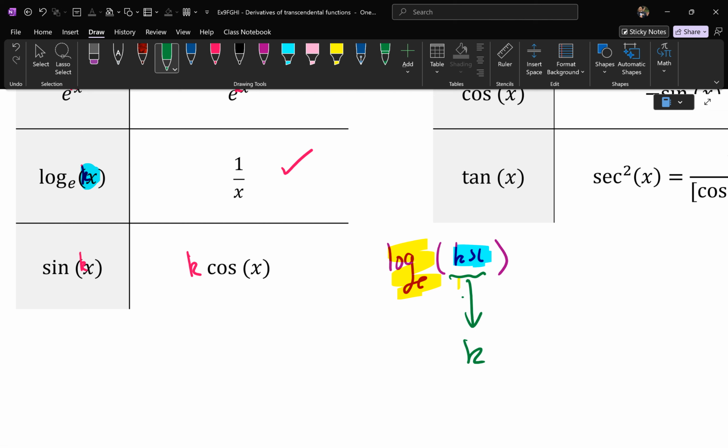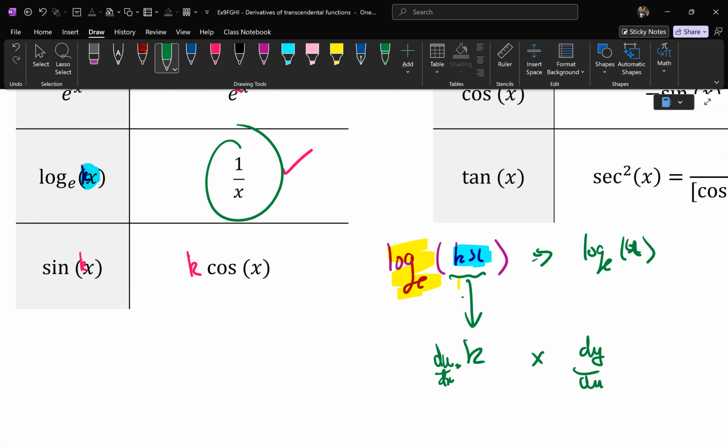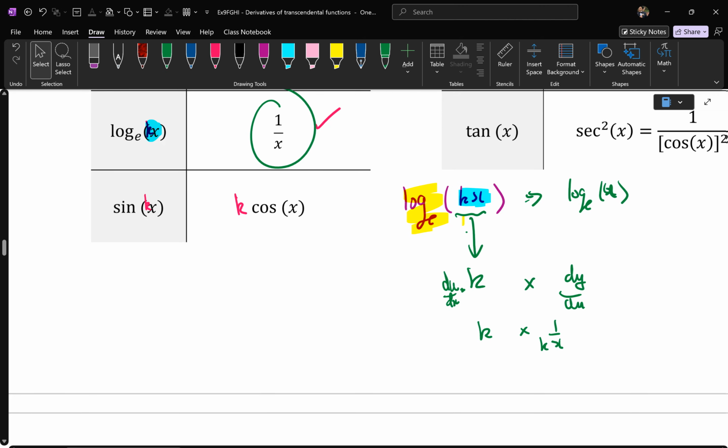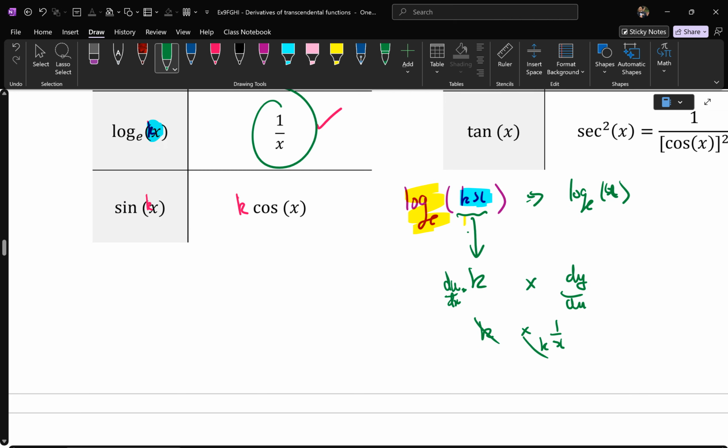Then we would say du/dx times dy/du. So you would have k, this is your du/dx, which equals k. You multiply by dy/du, which basically means, what if it was just log e of u? What would the derivative be? As long as you know it's 1 on u, you would then say it's k times 1 on kx. But what's interesting is that 1 on x would have had the k underneath, and the k's cancel out. But the point is, that's just the chain rule.